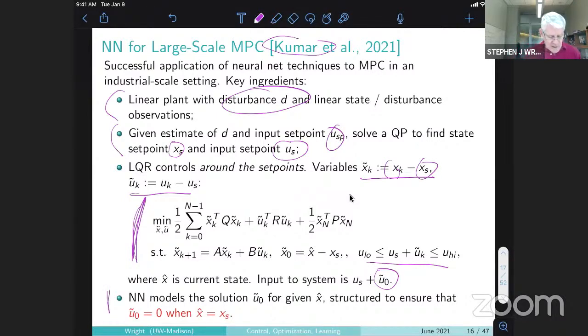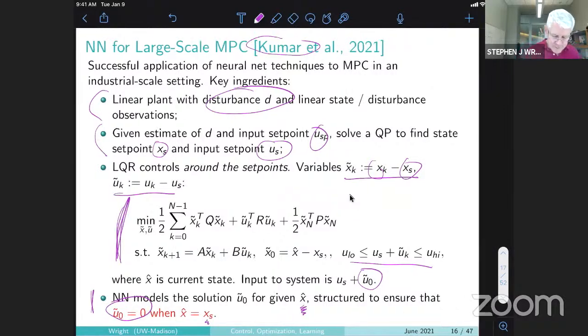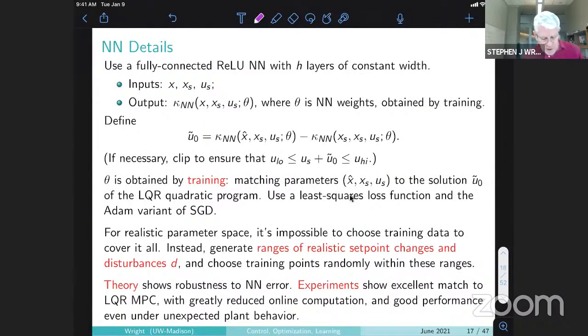But we design a neural net to replace the solution of this quadratic program, and we design it in such a way that when the current state is already at the state set point, it outputs 0 as a desired input, okay? In other words, the neural net is parameterized by these weights theta. The weights are just all those matrices that capture the transformations between successive layers of the neural net. The other inputs are the state set point, the control set point, and the current state x, okay?